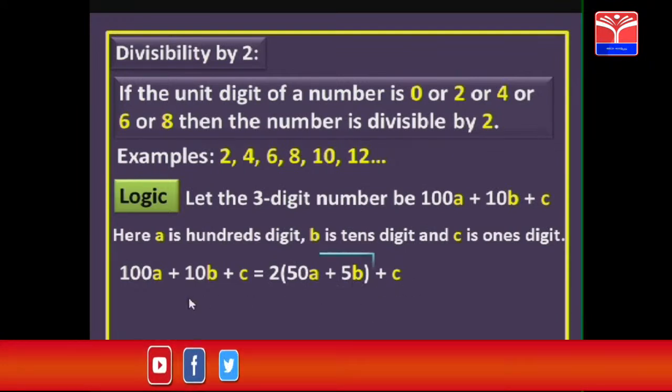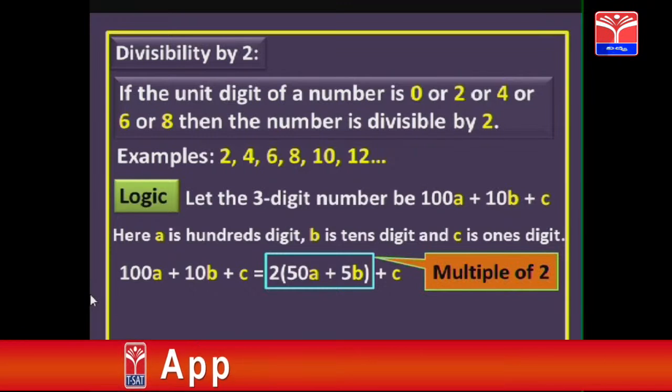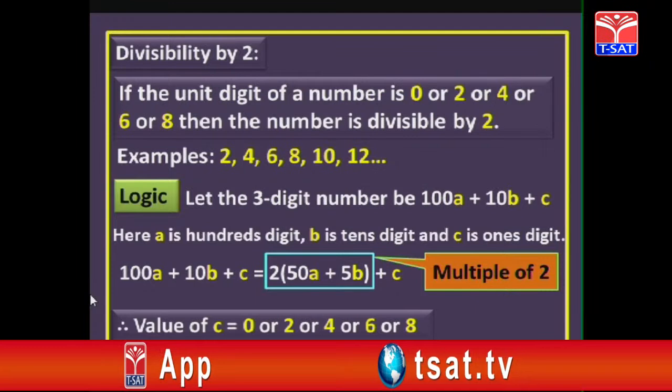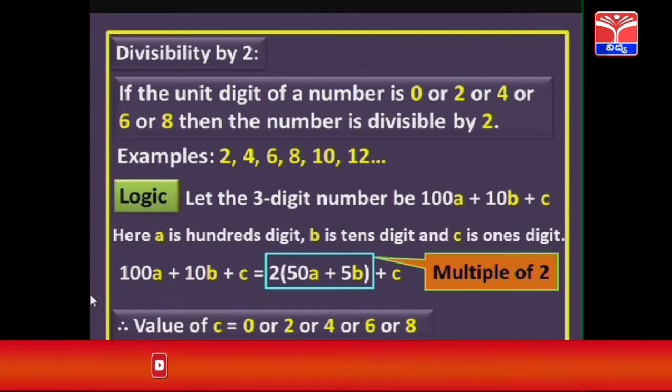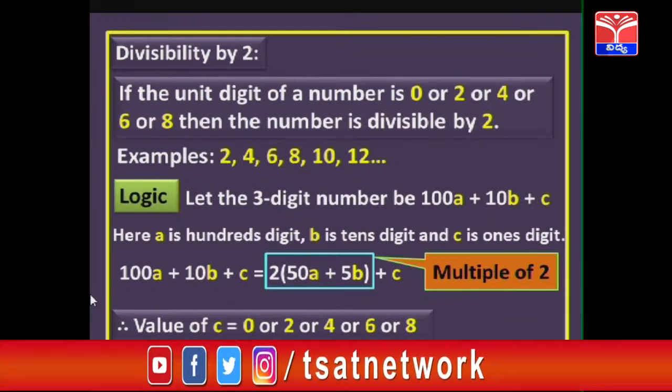Now, this 2 into (50A plus 5B) is a multiple of 2, which means it is divisible by 2. Now, what is left? Only C. Then the C value should be either 0 or 2 or 4 or 6 or 8. So, this is the logic behind this divisibility rule, children.